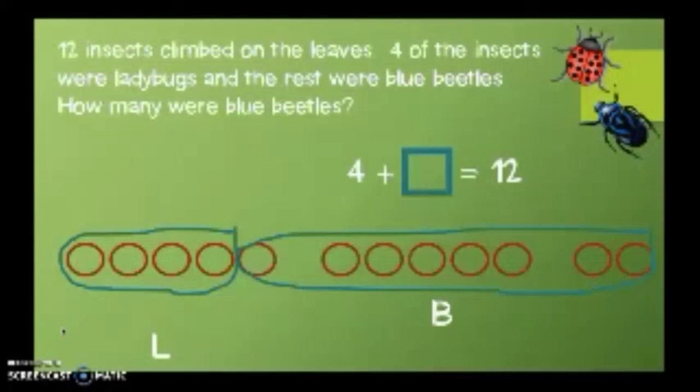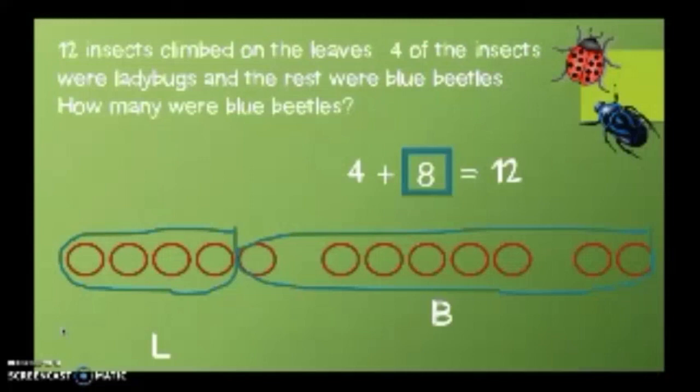I'm going to go ahead and count how many blue beetles were in that second part. 1, 2, 3, 4, 5, 6, 7, 8. So, when I fill in that box, I know that there were 8 blue beetles. Good job.